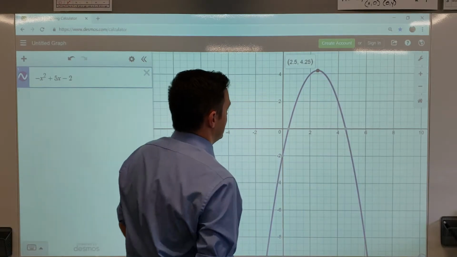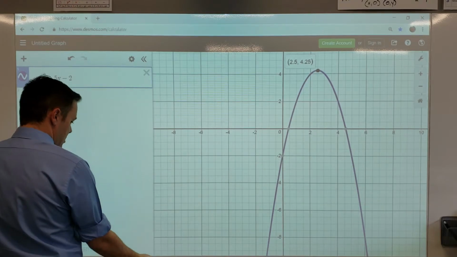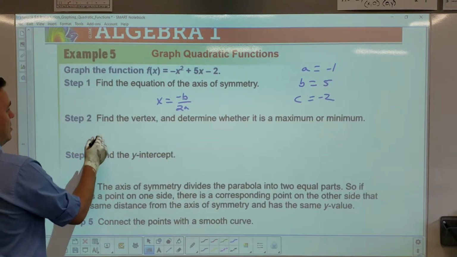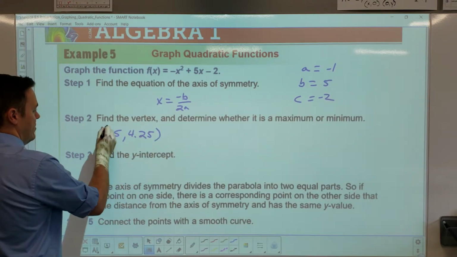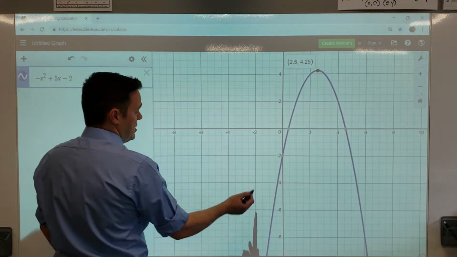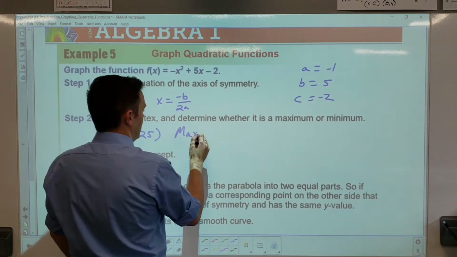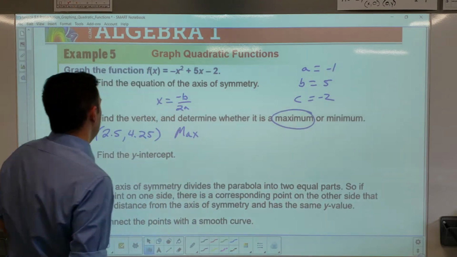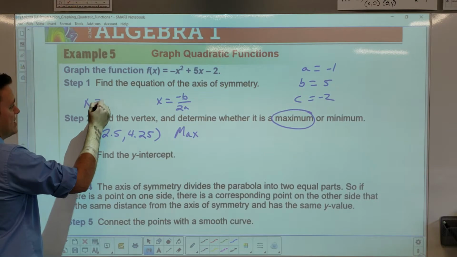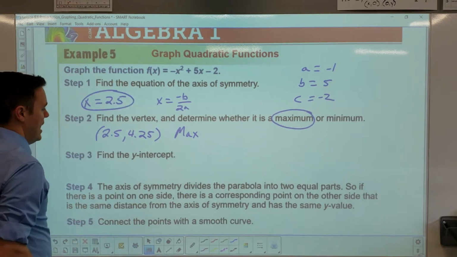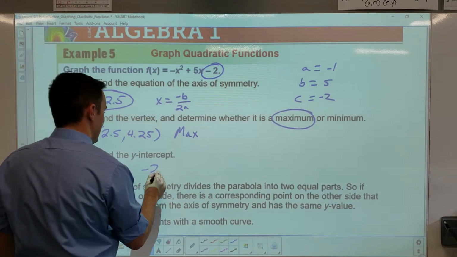Okay, my vertex is 2.5 and 4.25. So let me make sure I write that down. 2.5 and 4.25. Okay? And then, ladies and gentlemen, that is of course a maximum, because that's the highest point it actually goes. Axis of symmetry is going to be the x value, so it's actually x equals 2.5. And find the y-intercept. Well, the y-intercept is this value here, so it's -2.